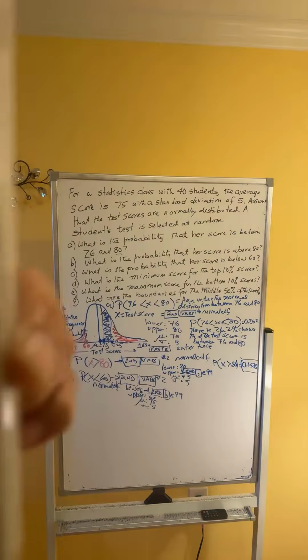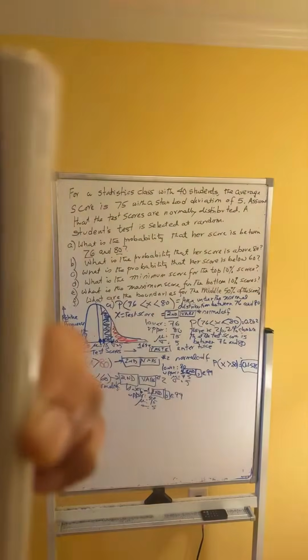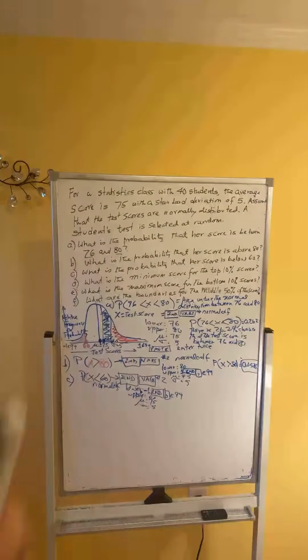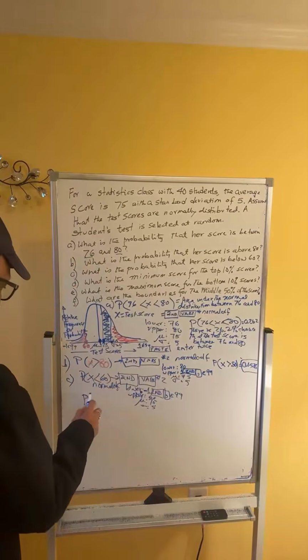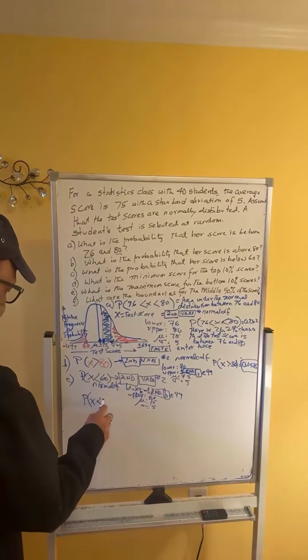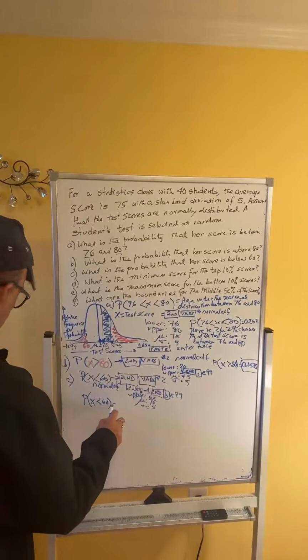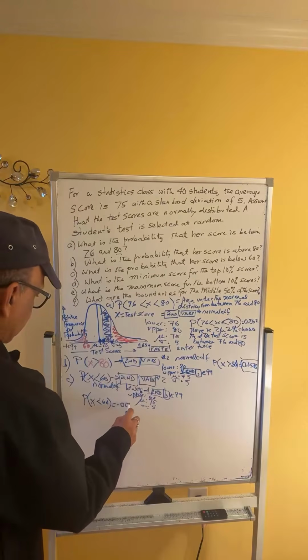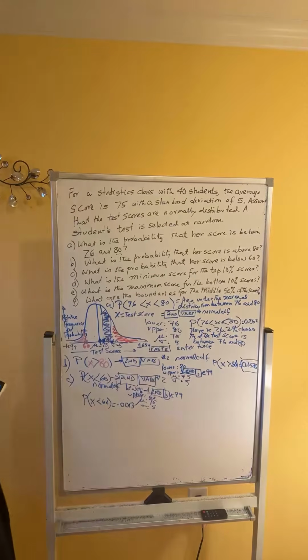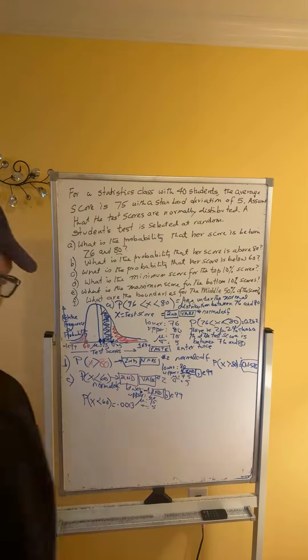And the upper, I want below 60, so my upper is 60. Mean and standard deviation do not change. I go to paste and hit enter and enter. And the answer is, P of x less than 60 is a very small number, 0.0013. A 1 in 1,000 chance that somebody will get less than 60.